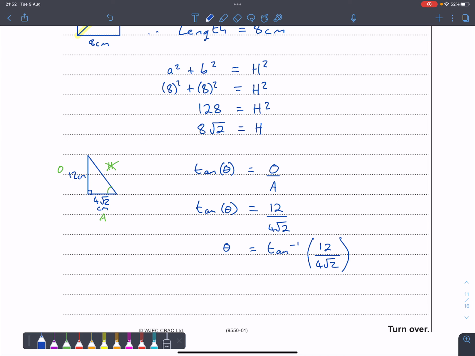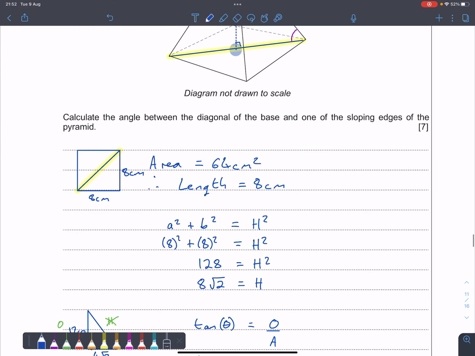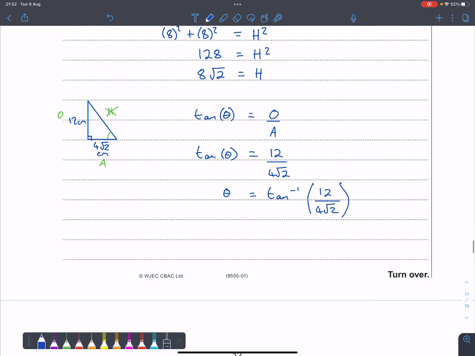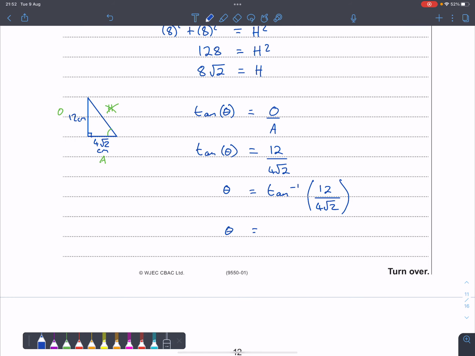is 64.8. Let me just check. The question doesn't ask for any particular format or any particular number of decimal places. So I'm okay to write 64.8 degrees to 1 decimal place.